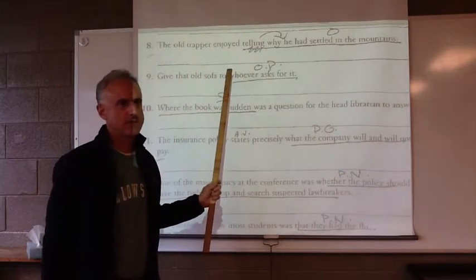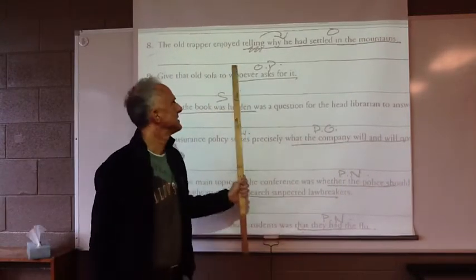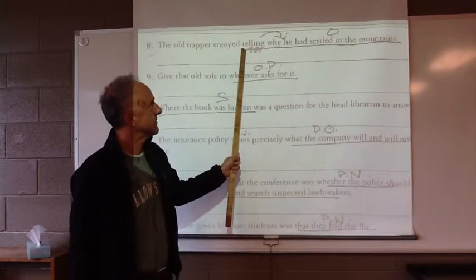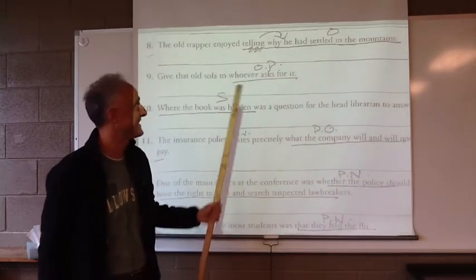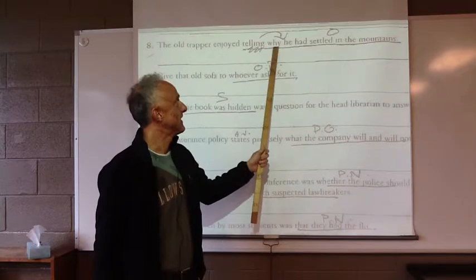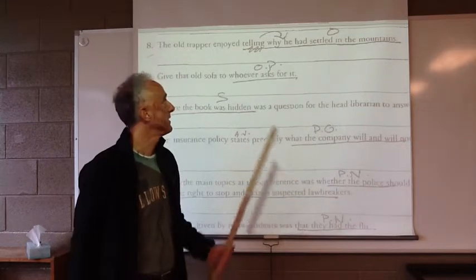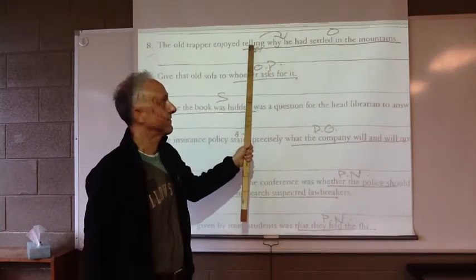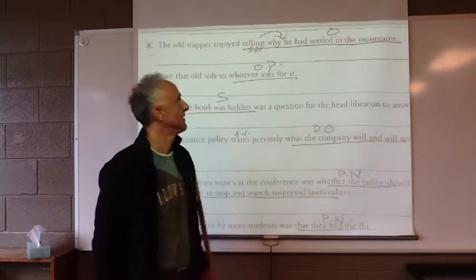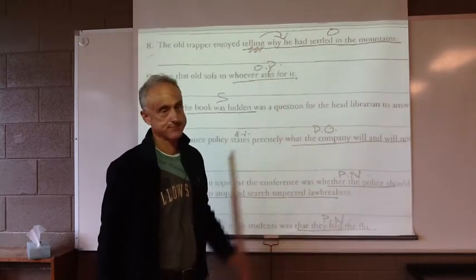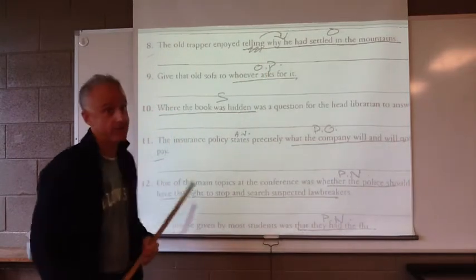So this is where some of you got things wrong. Trapper enjoyed. What did he enjoy? He enjoyed all this thing. This whole thing is your direct object, but it's a little technical. This is your noun clause, why he had settled in the mountains, all right? Which is the object of this gerund, okay? But the whole gerund phrase is the direct object, and this is the object of the gerund. Okay. So the noun clause actually starts with why. That's very tricky.